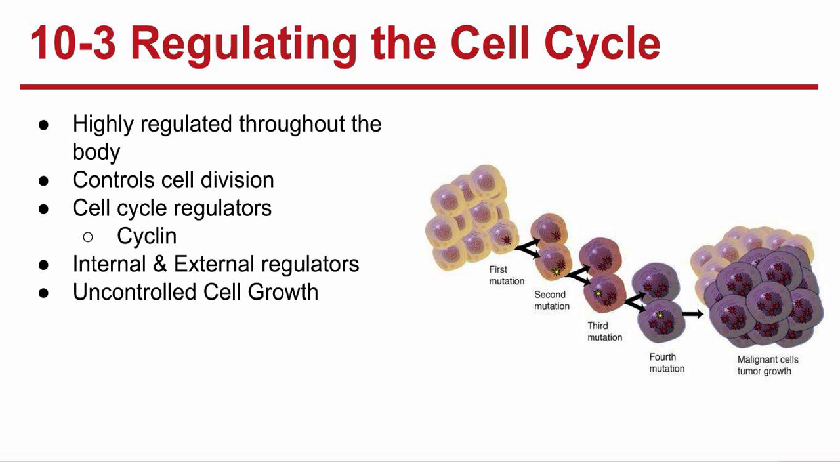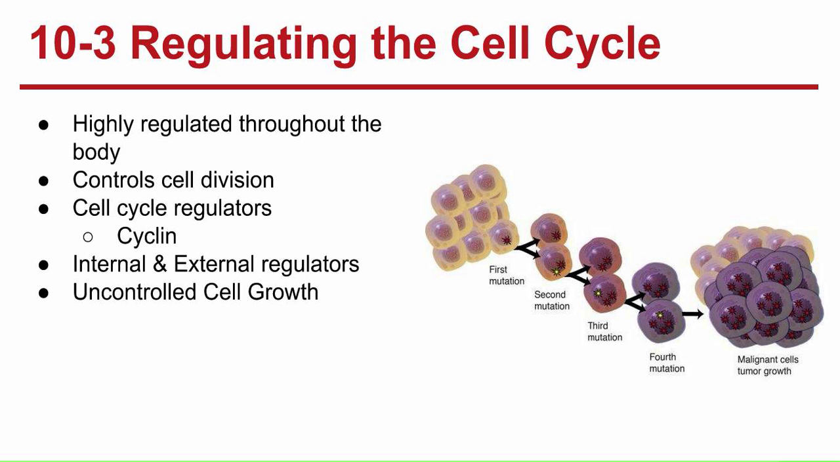Okay, 10-3, regulating the cell cycle. Cell growth and the cell cycle are highly regulated throughout the body. The controls on cell division are very precise. Cells, when they come in contact with other cells, will stop dividing so they don't overcrowd and produce too many cells. So, some cell cycle regulators.